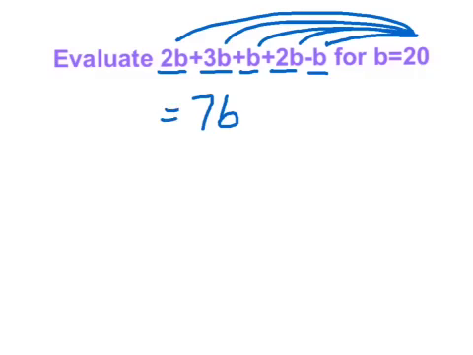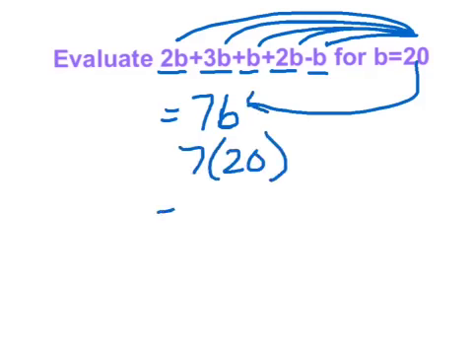So if you will combine your like terms first and then evaluate. Now let's stick in 20 for b. 7 times 20 equals 140.